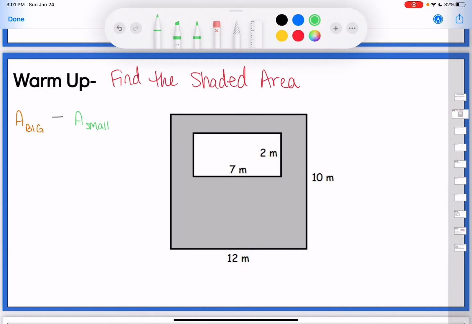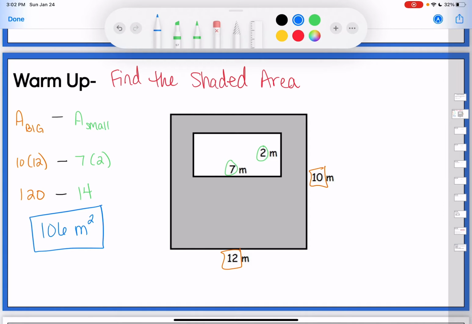So to find the area of the big one, we'd want to do 10 meters times 12 meters. So that would be 10 times 12. And then I would want to subtract the area of this little one, which would be 7 meters times 2 meters, right? So 10 times 12 would be 120 meters squared. 120 minus 7 times 2 is 14. So the shaded area here would be 120 minus 14, which would give me 106 meters squared.